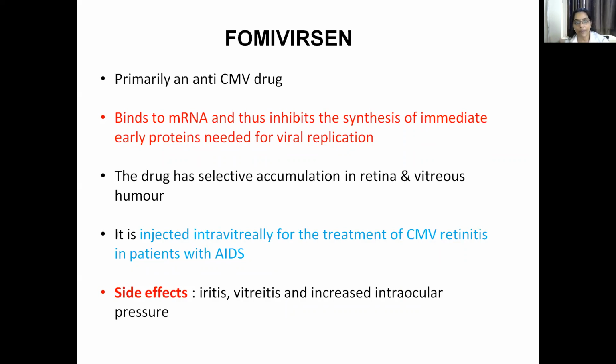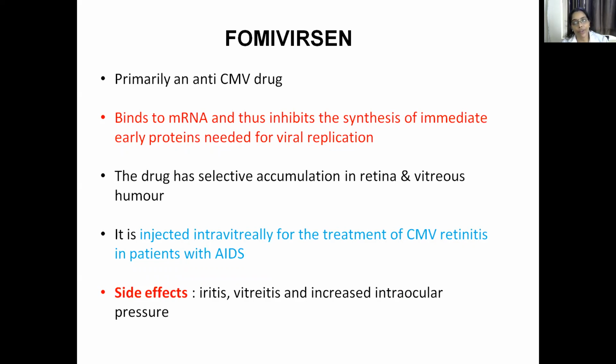Developing resistance to fomivirsen is rare. The drug selectively accumulates in the retina and in the vitreous humor. It is used for the treatment of CMV retinitis, mainly in patients with AIDS, and is injected intravitreally. The side effects are iritis, vitritis, and increased intraocular pressure.